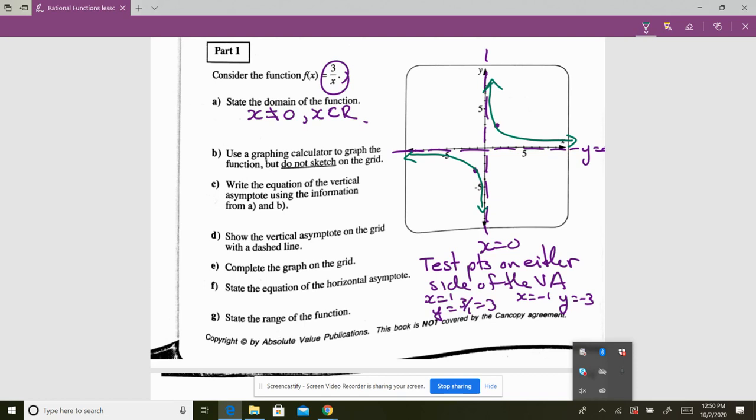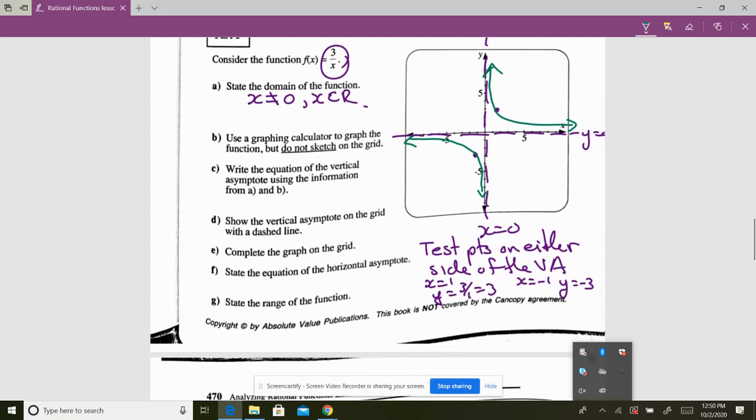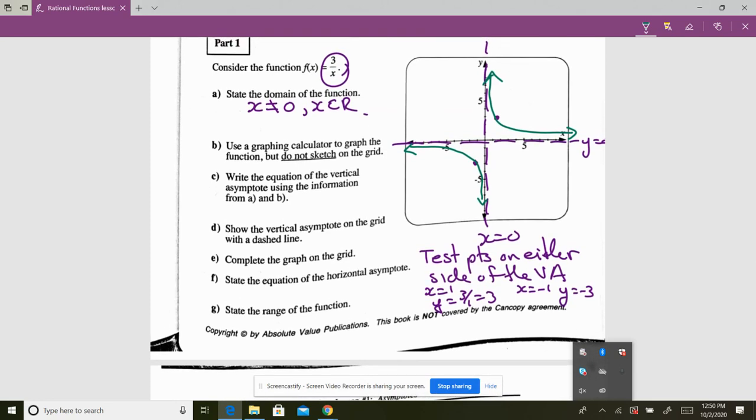Are there any questions about that so far? You don't understand the points? How do I what, sorry? So I just picked a point that is to the right of the vertical asymptote. So x is equal to 1. I put it into there. 3 over 1 is 3. So it has coordinates of 1 and 3, that point right there. And then same for x is negative 1. Okay? You can pick any point you want, as long as it's not x equals 0. It has to be to either side of that. Okay?